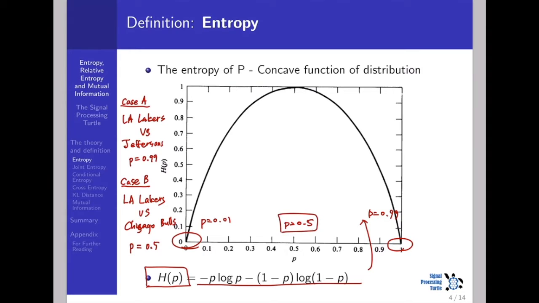If the probability is 0.5, which means the probability of winning the game is pretty much a toss-up, in this case the uncertainty is maximized. So we can see that if the probability value is equally divided, then the entropy is maximized.